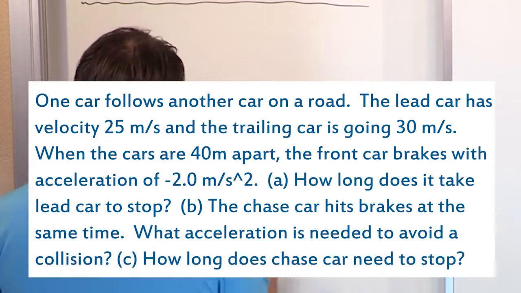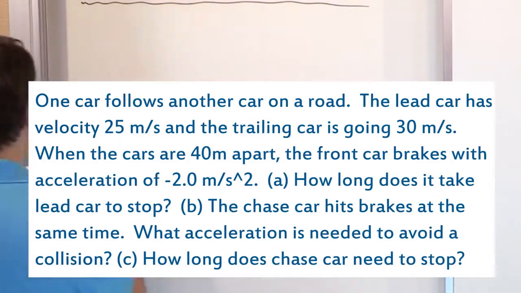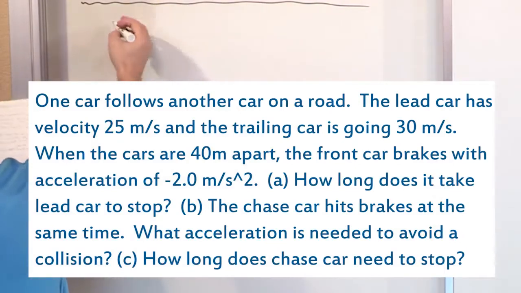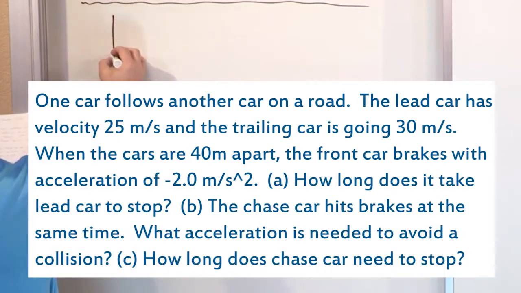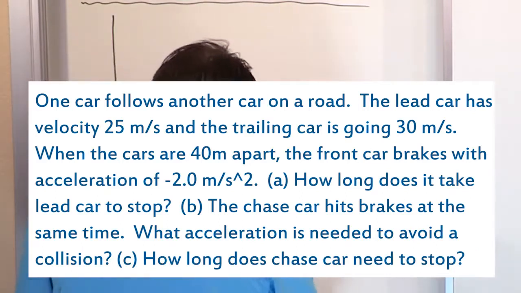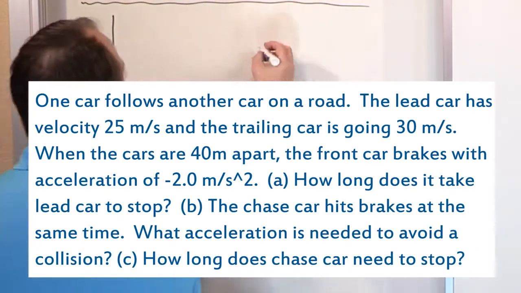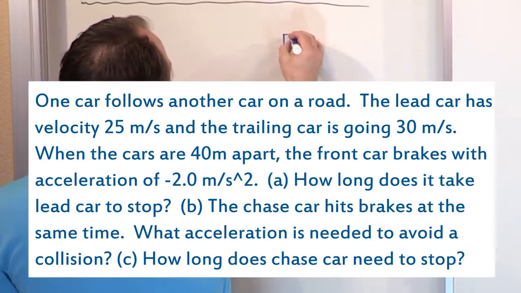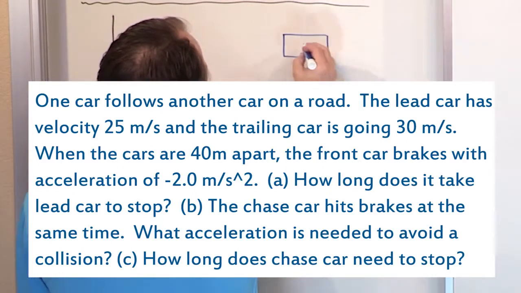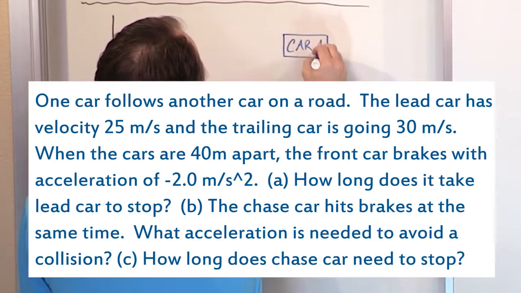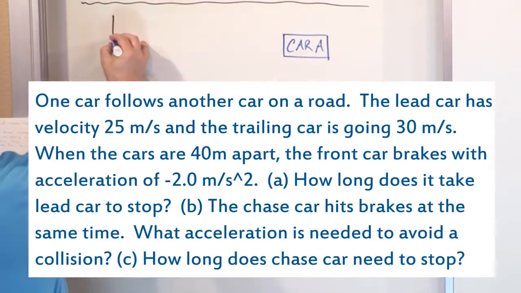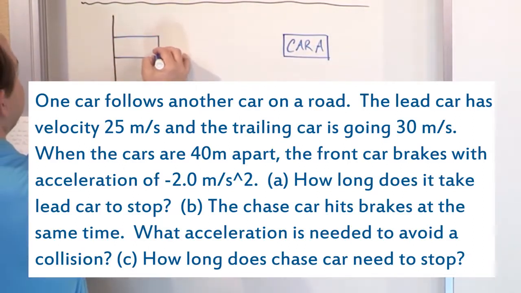So the first thing we're going to do is draw the picture like this. Well, you can do it however you like, but this is what I did. I'm going to say x is equal to 0 position, right? And I'm going to draw a couple of cars. So I have a front car, a lead car. I'm going to call this lead car car A. And then there's a trailing car. I'm going to call this guy car B.